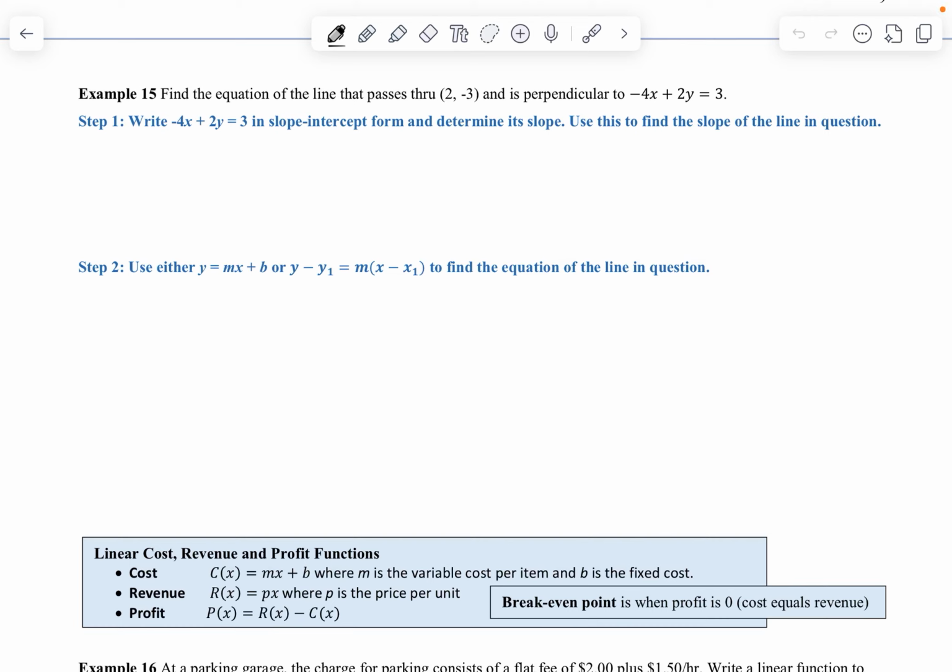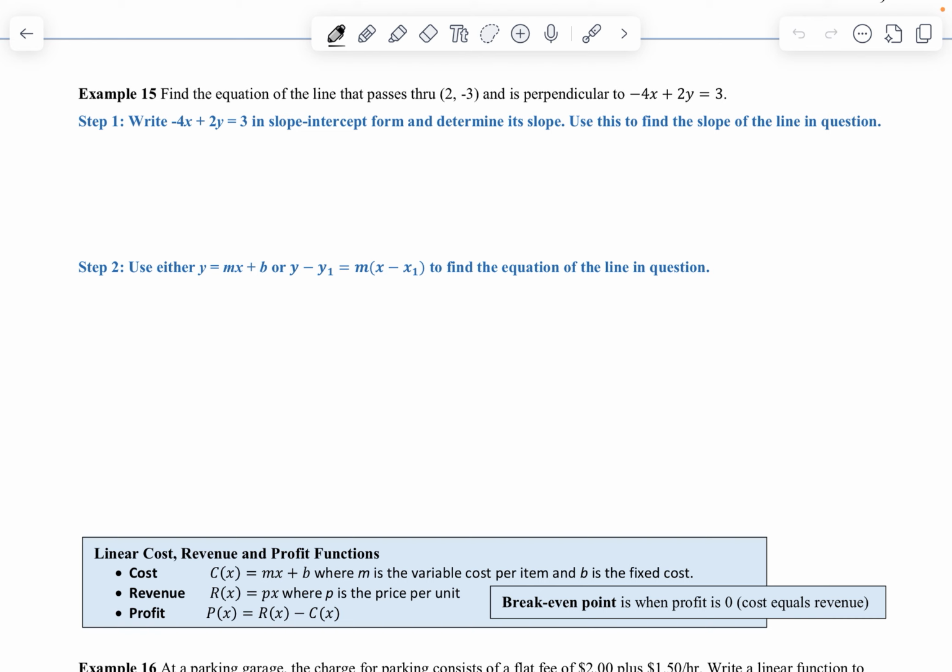Let's take a look at example 15 right here. Find the equation of the line that passes through the point (2, -3) and is perpendicular to the line given by the equation -4x + 2y = 3.